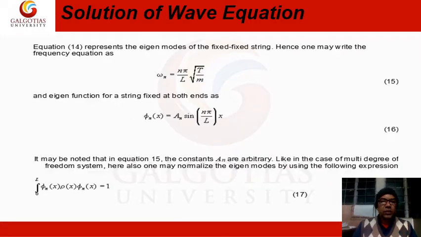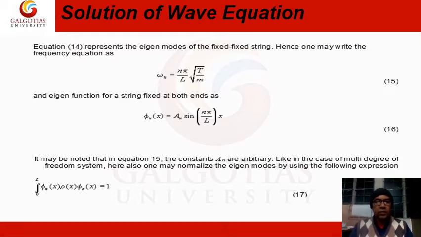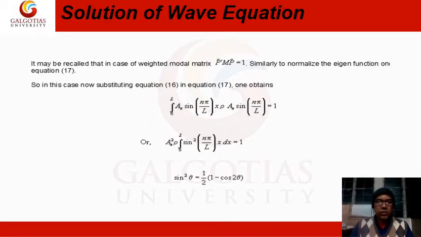So equation 14 represents the eigenmodes of the fixed string. Hence one may write the frequency equations like this, and the eigenfunction for the string fixed at both ends as this one. It may be noted in equation 15 here that the constant a1 is arbitrary, and like in the case of a multi-degree of freedom system, here one may normalize the eigenmode by using the expression given in equation 17.